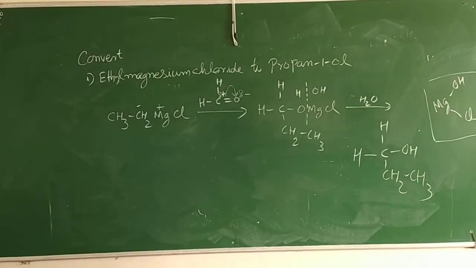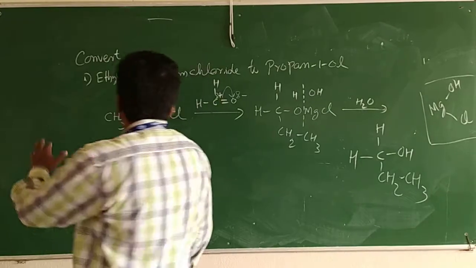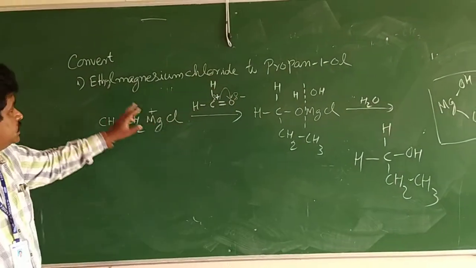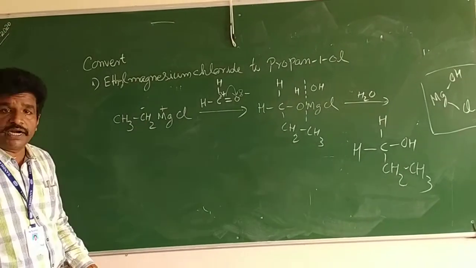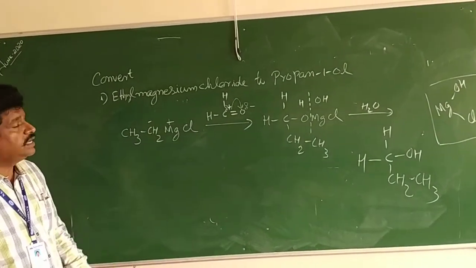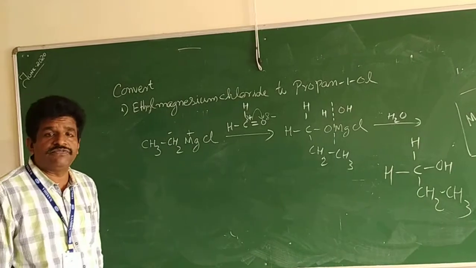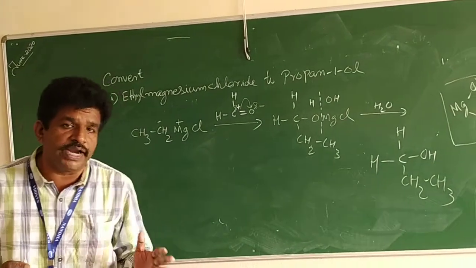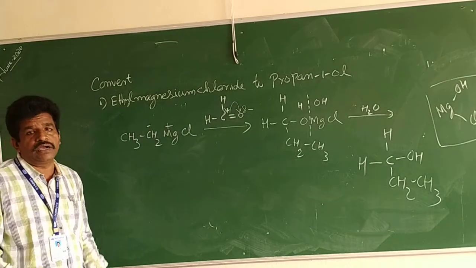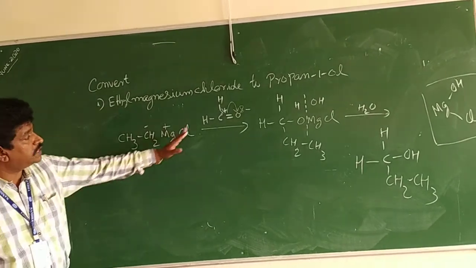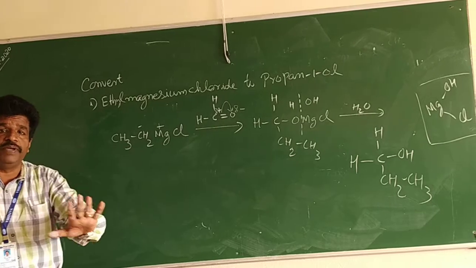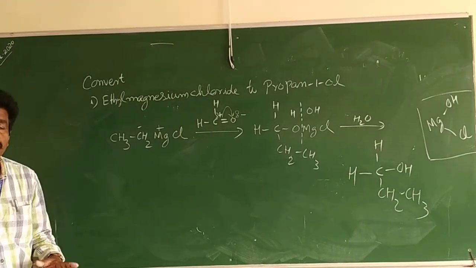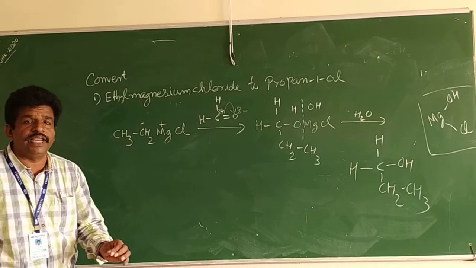So once again I'll explain. Here the question is ethyl magnesium chloride we have to convert into propan-1-ol. This ethyl magnesium chloride is nothing but a Grignard reagent, and we know that when a Grignard reagent reacts with formaldehyde, addition product will be formed. That addition product on hydrolysis forms only primary alcohol. Whereas if you use any other aldehyde, the product formed will be secondary alcohol. Instead of aldehyde, if you use a ketone, the product formed will be tertiary alcohol.